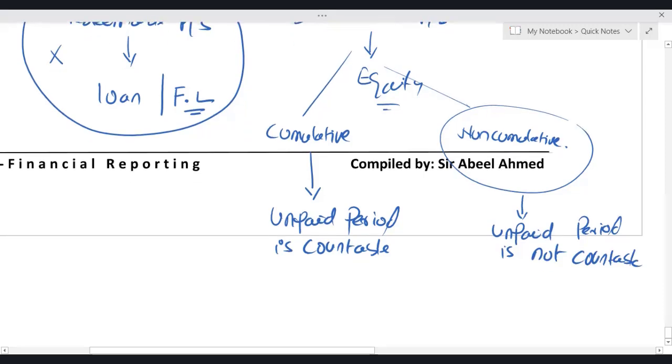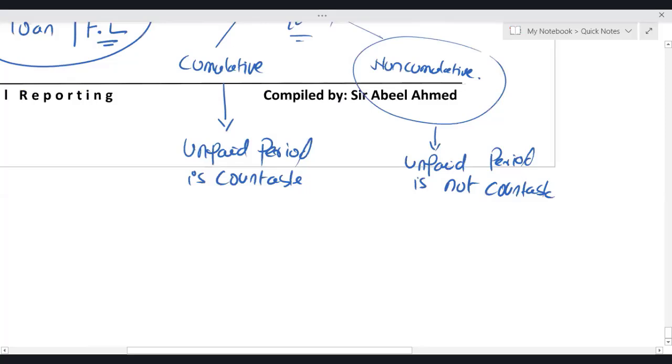So non-cumulative, logically unpaid period is not countable. But let me give you a very interesting example regarding non-cumulative. For example, in 2024 the company has not paid the dividend. Obviously, according to the concept of non-cumulative, if in 2025 the company pays the dividend, they will be just paying the dividend of 2025. But a very interesting event happens in 2025. The company categorically mentions that in 2025 we have decided to give preference dividend to the non-cumulative preference shareholders, and we are willing to give them the dividend of 2 years.